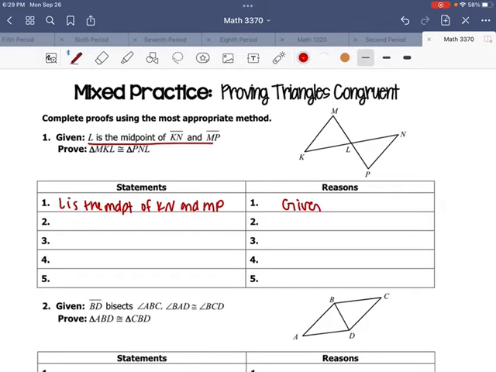Sorry, my phone's ringing. And then the prove, again, prove goes in the last box.